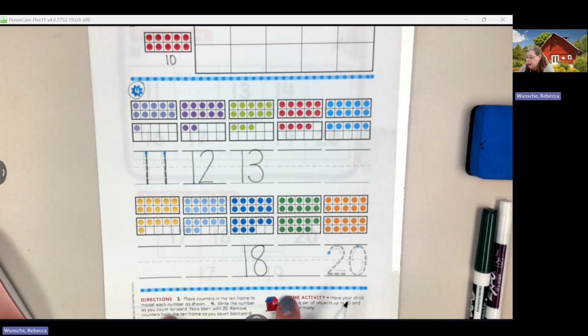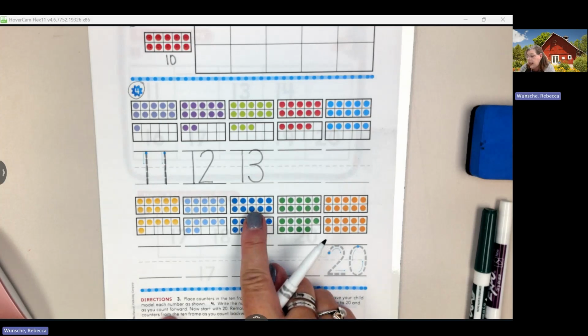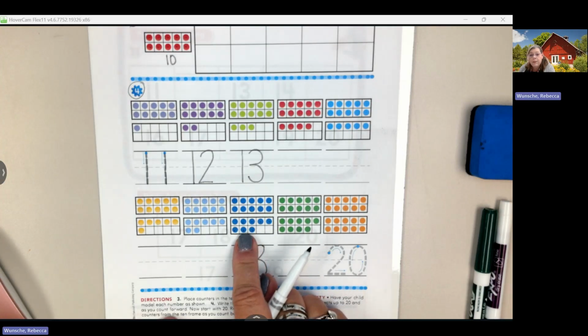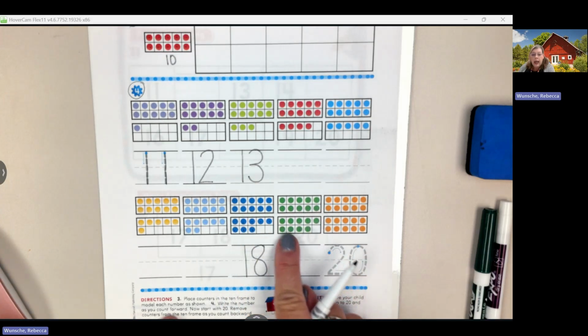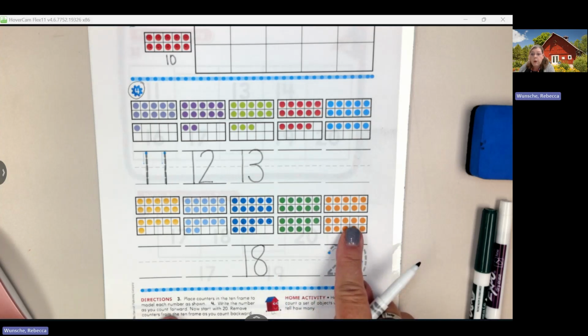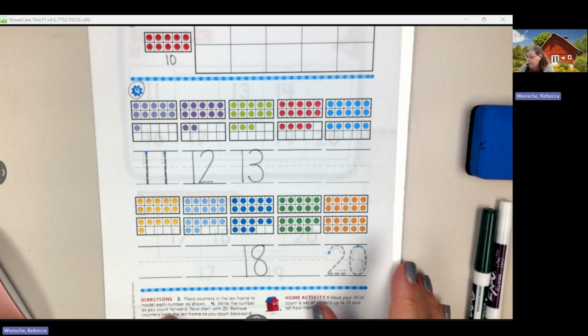So I want to really work hard to name this 10 frame that's all filled up as 10, a set of 10, and then to be able to count on. I don't want to have to spend all of my time counting every single dot every single time that I work through these problems, okay?